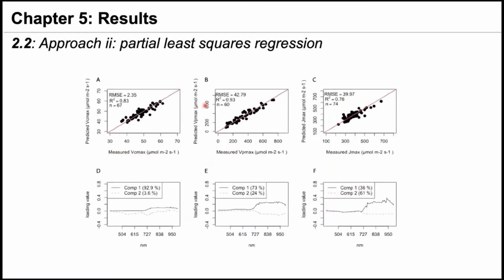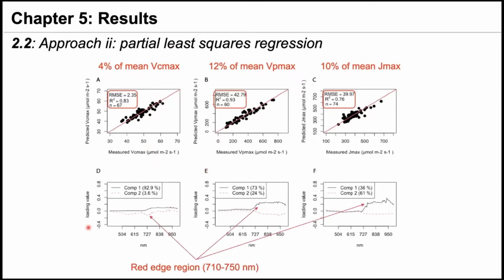Well, by using the second approach, partial least squares regression, models for VC max, VP max, and J max are improved based on R square values and the root mean square error. And also looking at the loadings of the different wavelengths for the models of these three photosynthetic parameters, the red edge region was also highlighted, which is consistent with the result by multilinear regression.